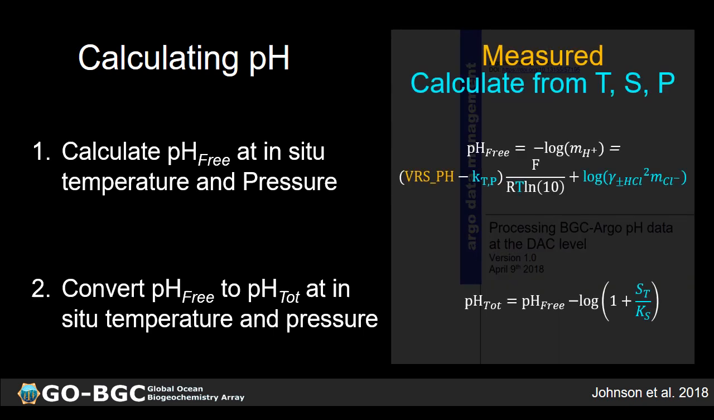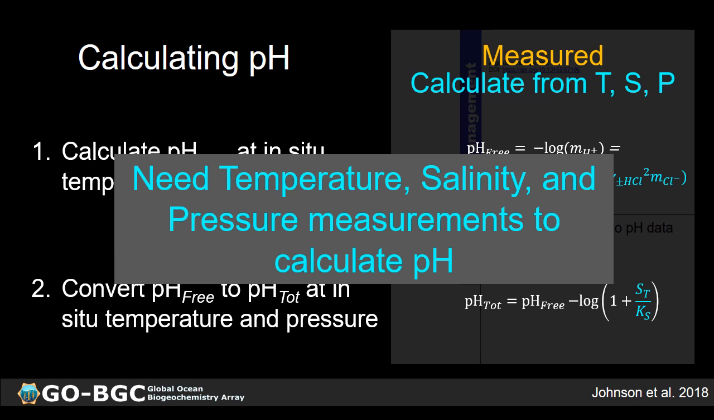I'm just going to show you the equations that are used, and I'm not going to dwell on the details, but the point I wanted to make is that the orange term, the VRS pH, is what the sensor measures, and all the other terms in this equation, shown in blue, are calculated from temperature, salinity, and pressure. Therefore, in order to calculate pH, you need to know temperature, salinity, and pressure accurately, because all of these terms are functions of them. So that's something to keep in mind: to get accurate pH measurements, you also need an accurate CTD.